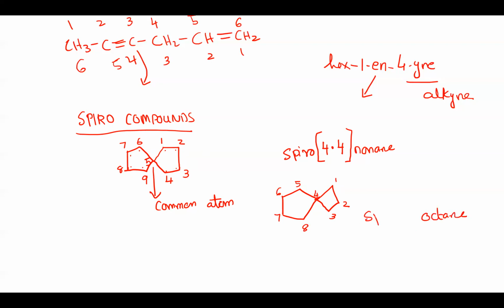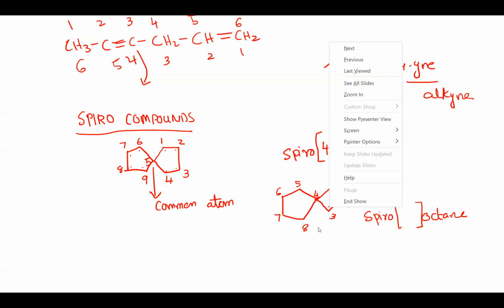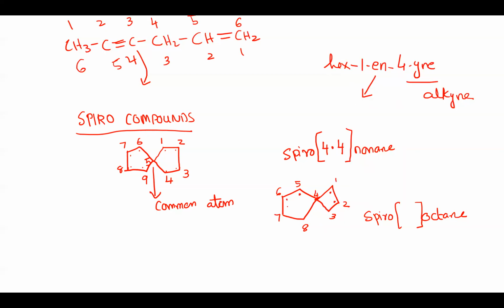We know the compound is a spiro compound, an octane, and there's a square bracket to show the numbers. Here there are 1, 2, 3 atoms, and here we can see that there are 1, 2, 3, 4 atoms. So we put 3 dot 4. So it's called 3.4 octane. The compound name is spiro square bracket 3.4 octane. This is the name of the spiro compound.